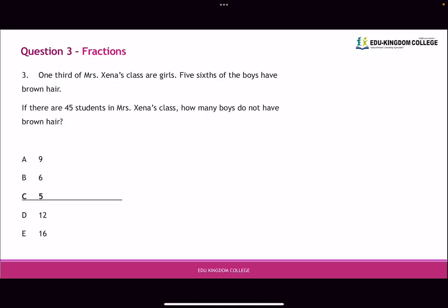Alright, 1/3 of Miss Zena's class are girls. So her class is 45 students large. And so 1/3 of that is 15 girls. So 30 boys.